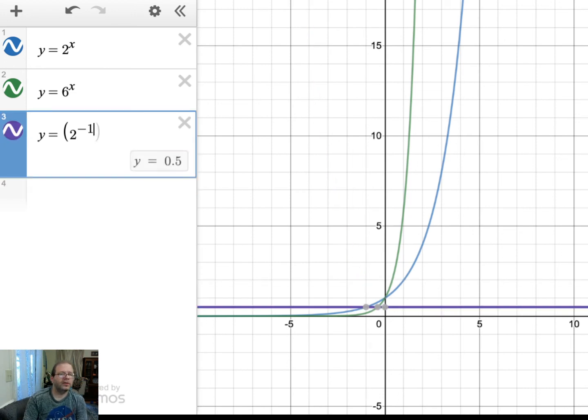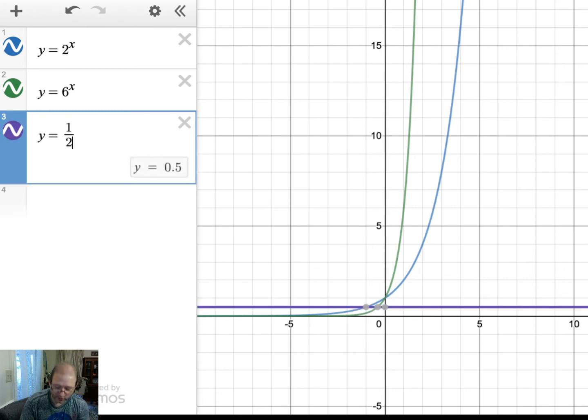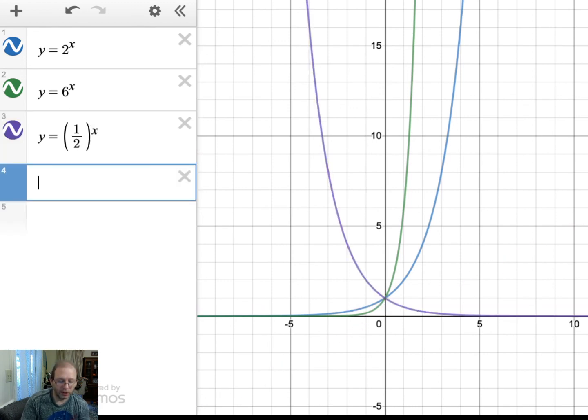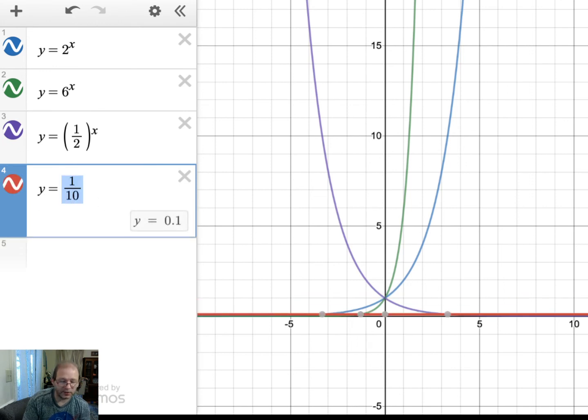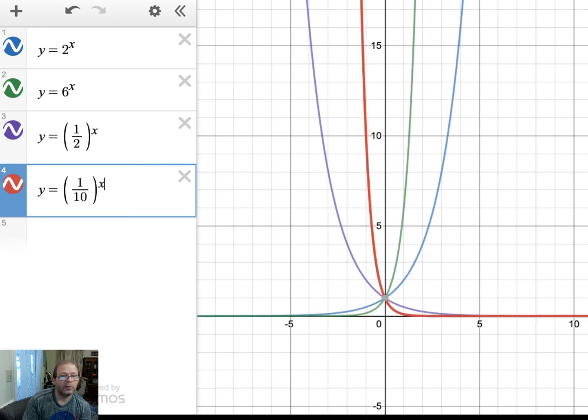All right, let's look at something else. If I put in 1/2 to the x, we get this. If I put in 1/10 to the x, this is also going to be a decay curve, and it's going to decay a lot faster. So that red graph there really hugs the axis really quickly.